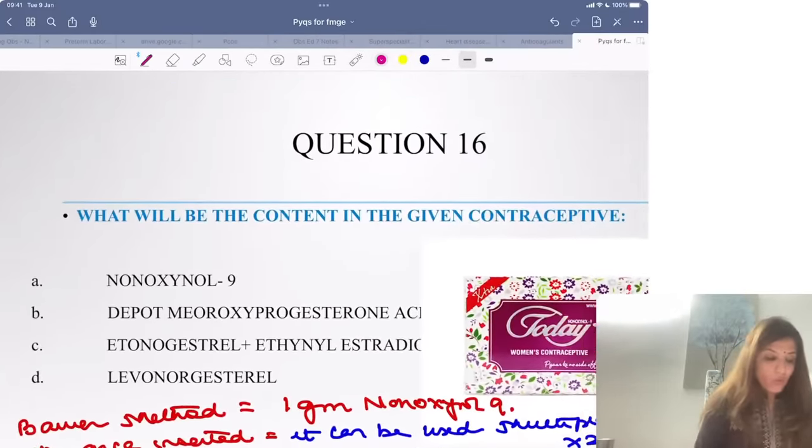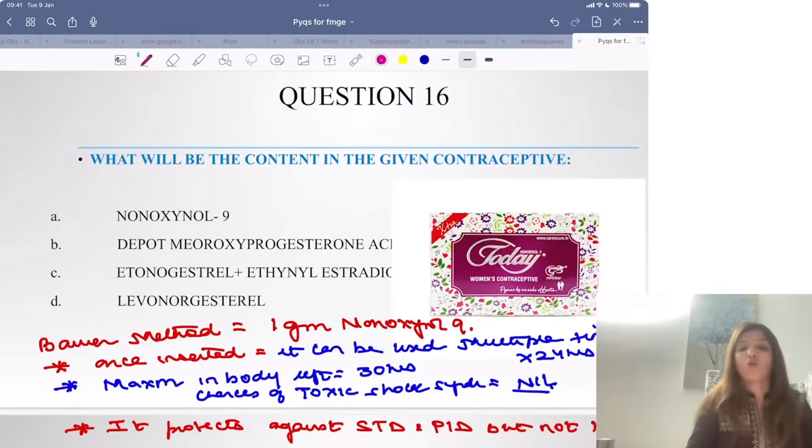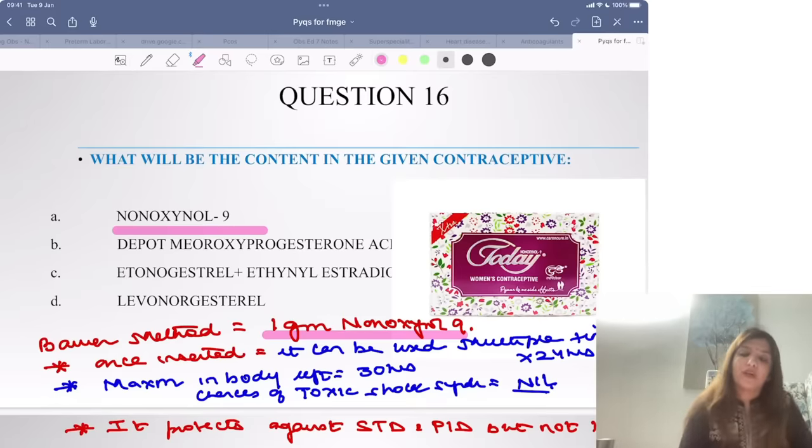Now, what will be the content in the given contraceptive? The contraceptive given to you was today's sponge. All of you know that today's sponge has got 1 gram nonoxynol-9. The most characteristic thing about today's sponge is that once it is inserted for 24 hours, a female can use it multiple times in those 24 hours.